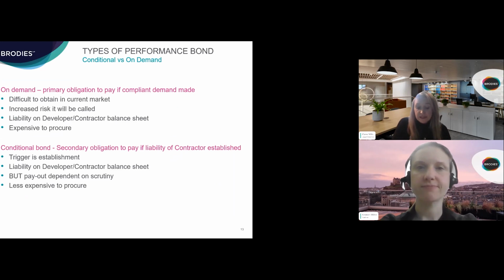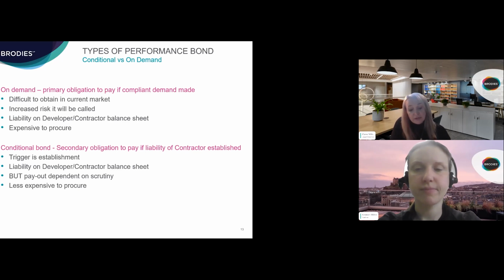What I've done on this slide is just set out the difference between the two main types of bonds that are available for construction works. And I say these bonds are available, but what we are finding with both conditional and certainly on-demand bonds is they are becoming less and less available in the market. So the two types of performance bonds that are or were available are so-called on-demand bonds and conditional bonds.